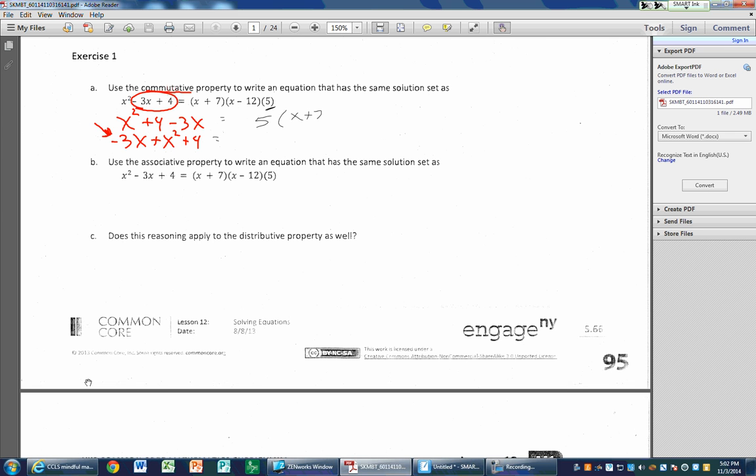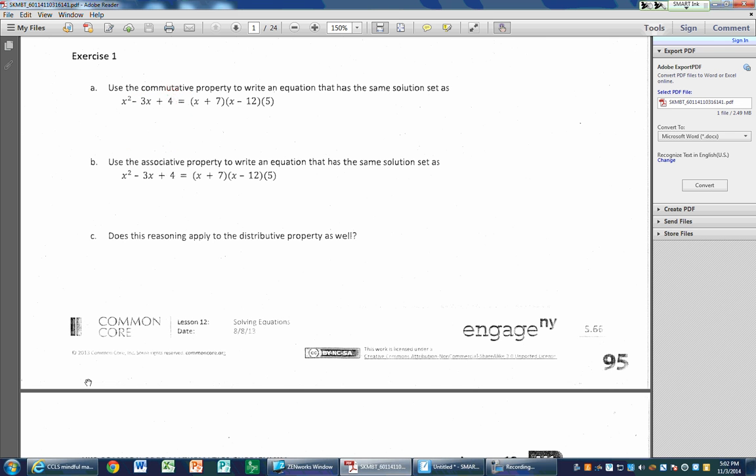5 times x plus 7, and then x minus 12. Or if we didn't want to do that, we could have commuted the x minus 12, x plus 6 times the 5, or you could have put the 5 in the center. There's lots of ways to do this. I just gave you 4, but there's a lot more. If you have any questions, if your answer is right or wrong, raise your hand now. We'll go over it.